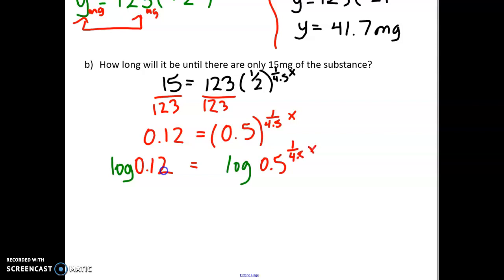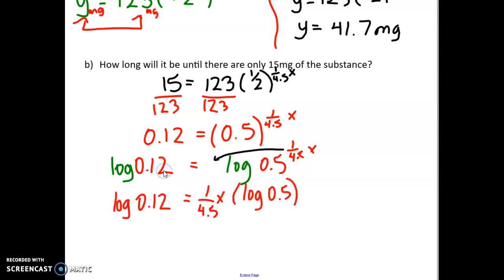How does that help us? Because now my exponent can go to the front. And now that my exponent is moved to the front, remember that log 0.12 and log 0.5 are just numbers that I can calculate with my calculator. It would first be good to divide the log 0.5 to the other side so that I have my x part here by itself.